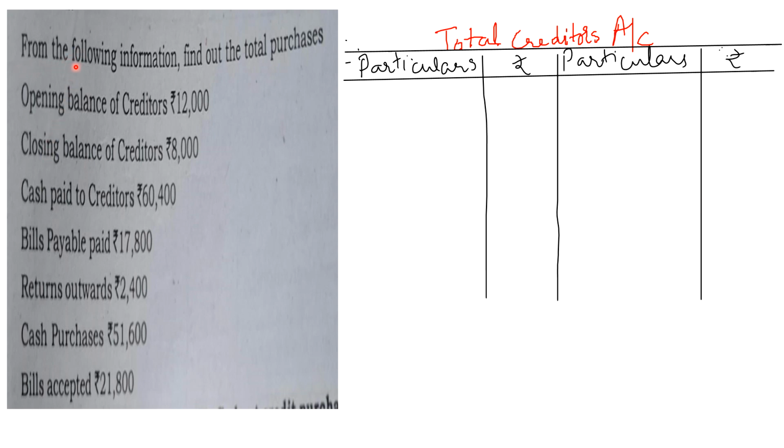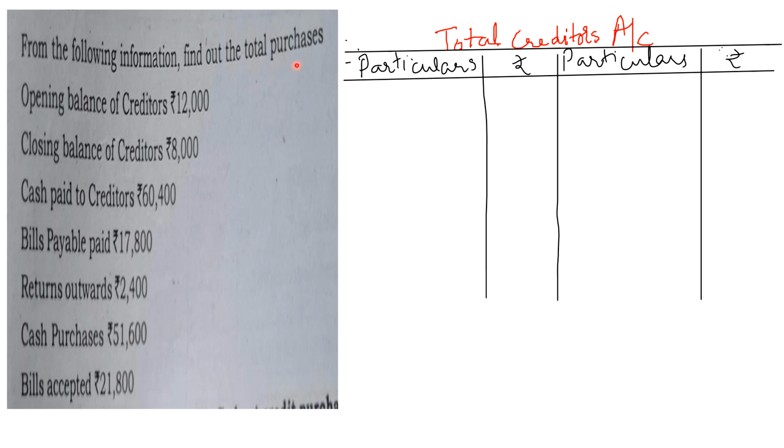So we'll prepare from the following information, find out the total purchases. See, this is total purchases. As I told you, total purchases is found out. There is a formula: credit purchases plus cash purchases. So you have cash purchases here. So we have to now find out the total creditors and the balancing figure there as credit purchases. So when you get that answer, finally you have to add that answer to the cash purchases. That answer will be your total purchases.